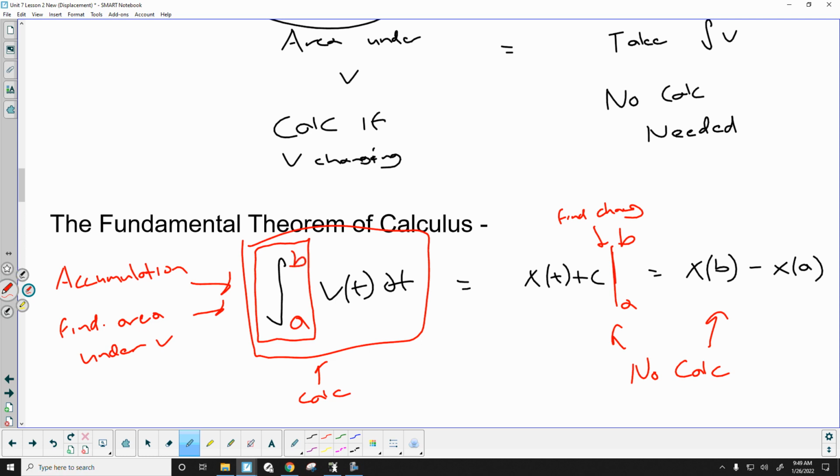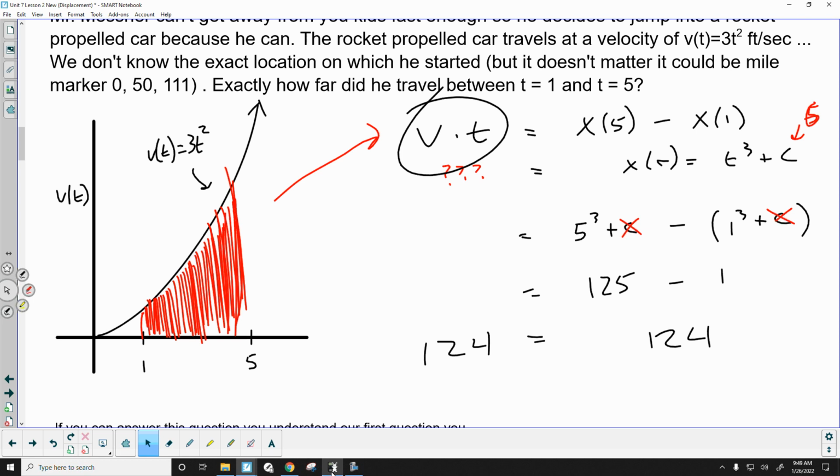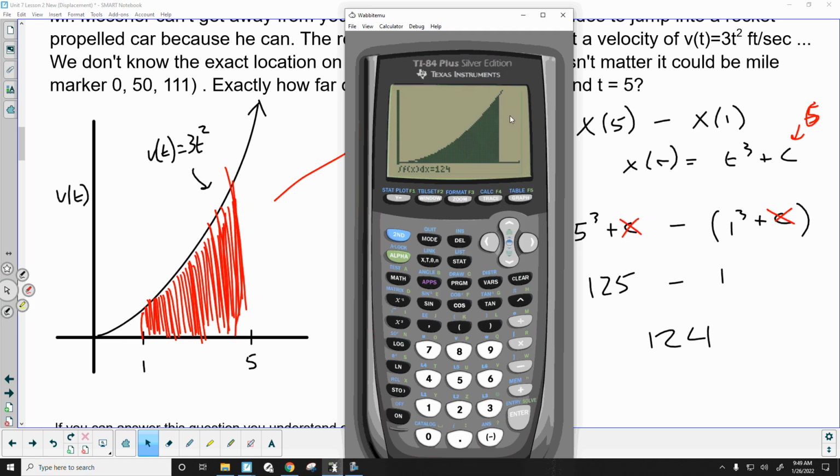Just to confirm this, let's go into our home screen. Okay, go into your home screen. Let's get out of this graph. I love the visual of this. It shows you it accumulating. But go into your home screen. Okay, so second quit. Go to math. Go down to 9. Math 9. Remember, nDeriv is how you can use your calculator to approximate a derivative. It uses a slope formula.